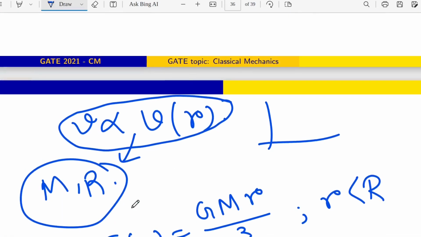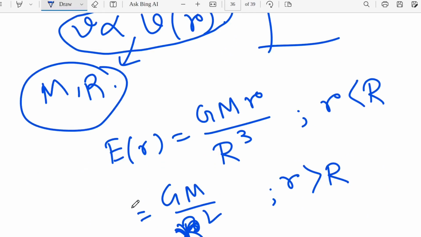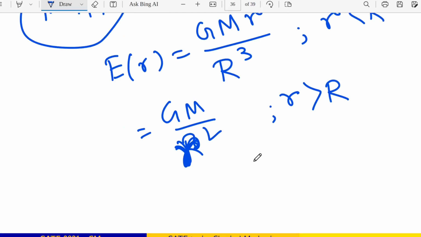So that's why option A1 is the correct one. For that, what we did was put the E(r) value. E(r) is GMr by R cube. It is coming from the spherical nature of that galaxy, in the condition that r is less than capital R, and it is GM by r square when r is greater than R.